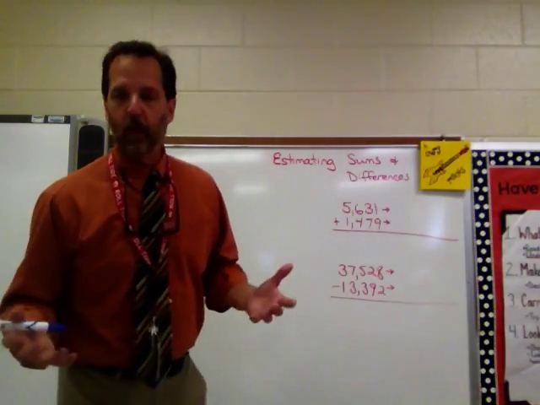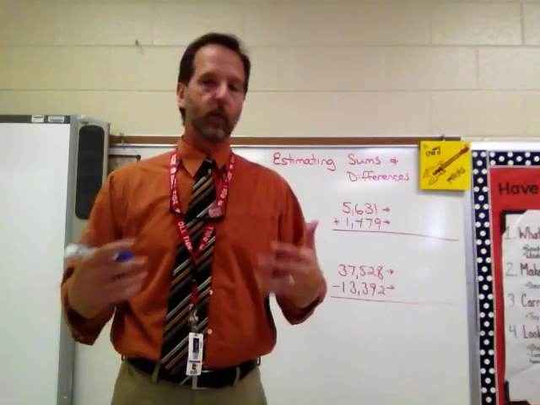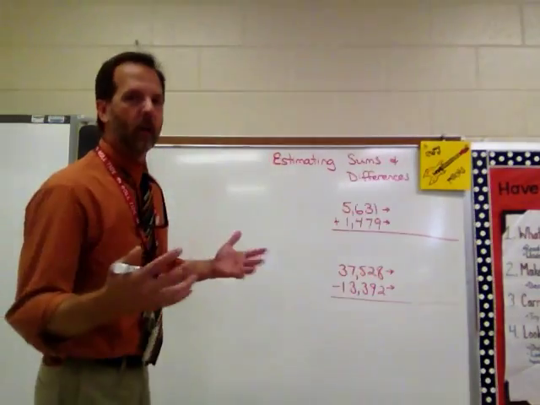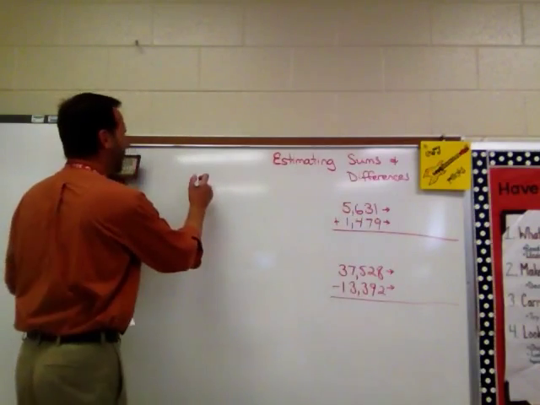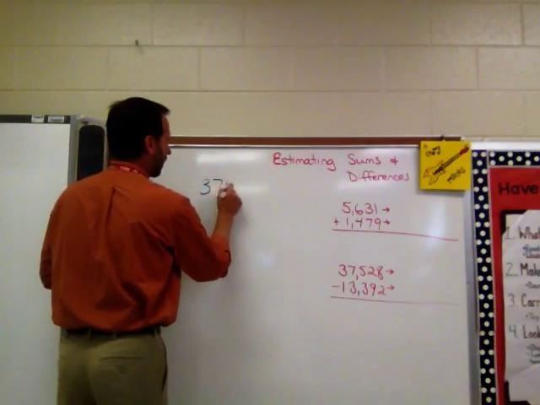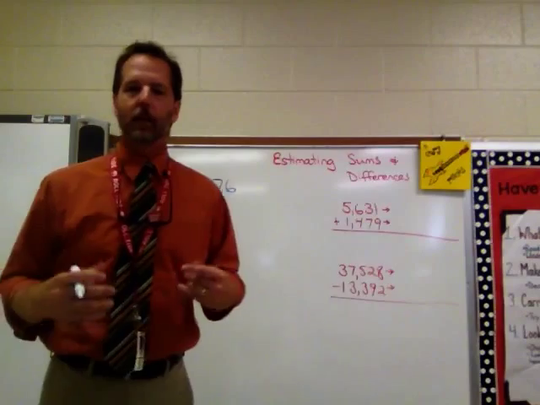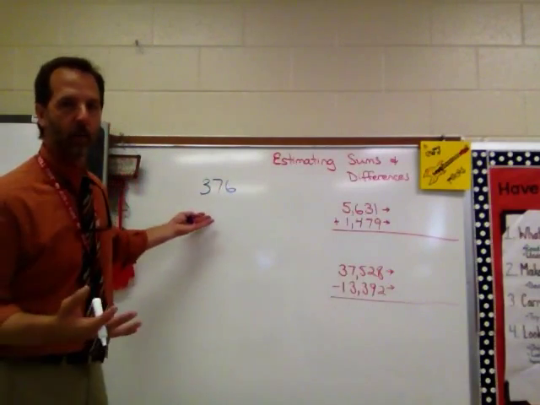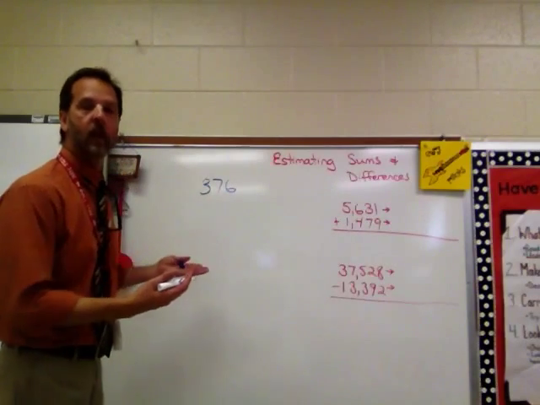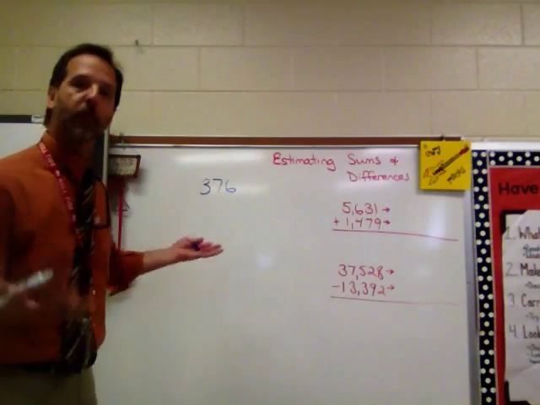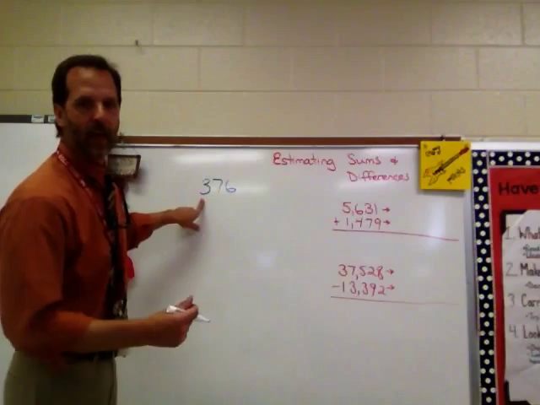Now, in estimating, what we're really doing is we're rounding. Okay, we've talked about rounding before, but let's review that and we'll talk about how we're going to use it in this application. If we have a number like 376, it makes the most sense for us to round that number to the nearest hundred. Okay, so what we want to do is identify what's in the hundreds place. What do you see? It's the 3, of course. So we're going to take a look at that 3.